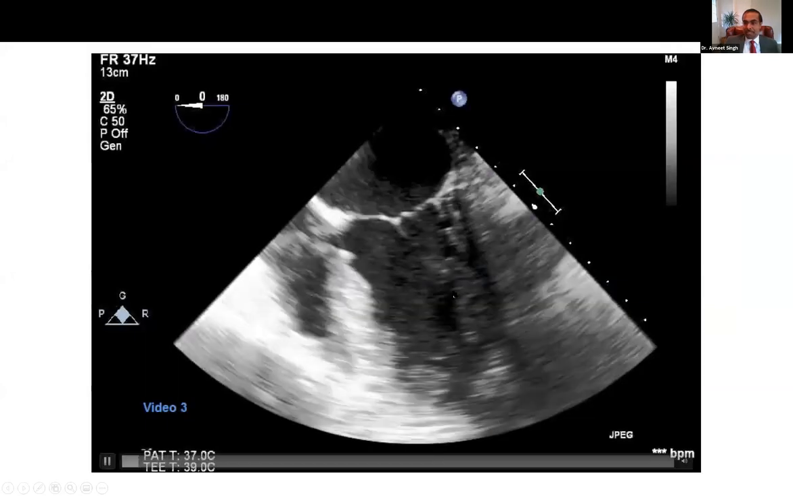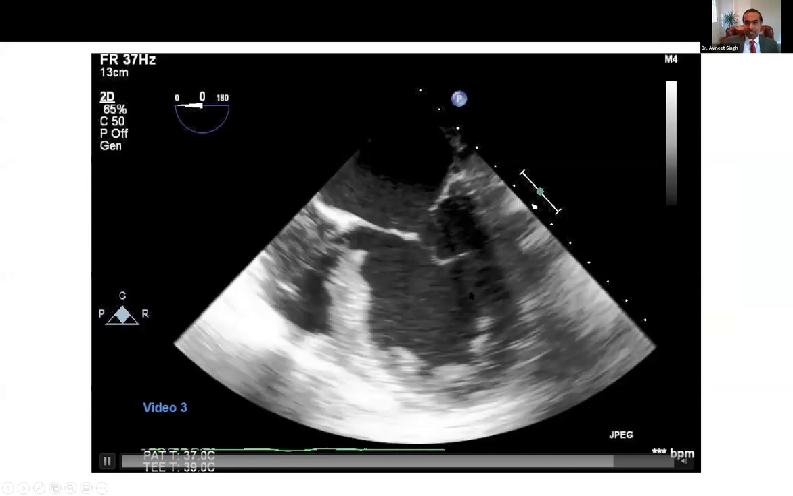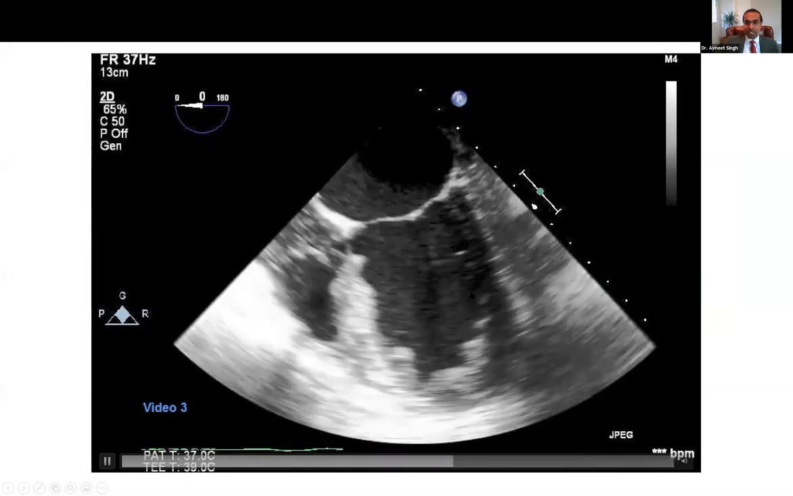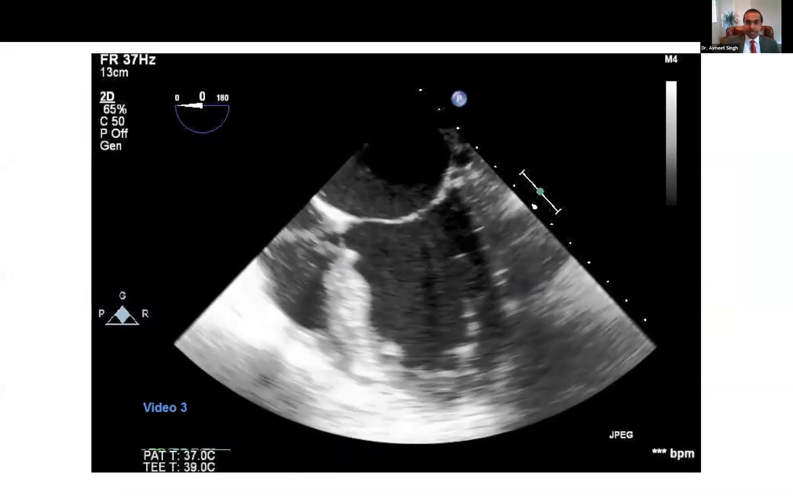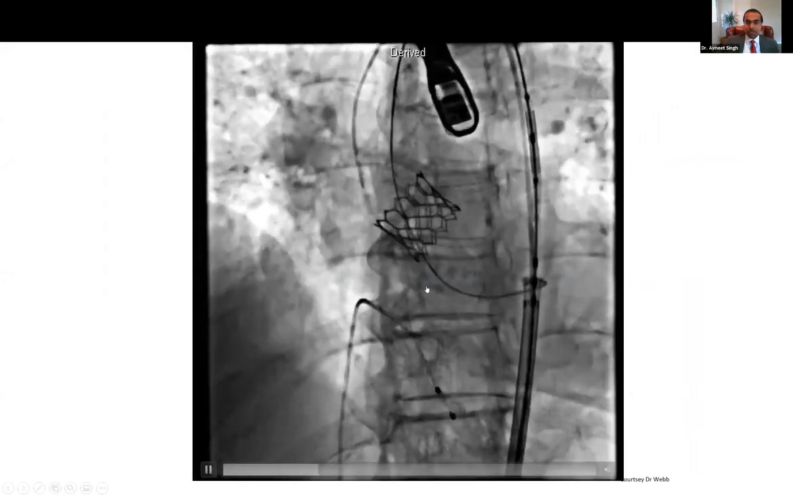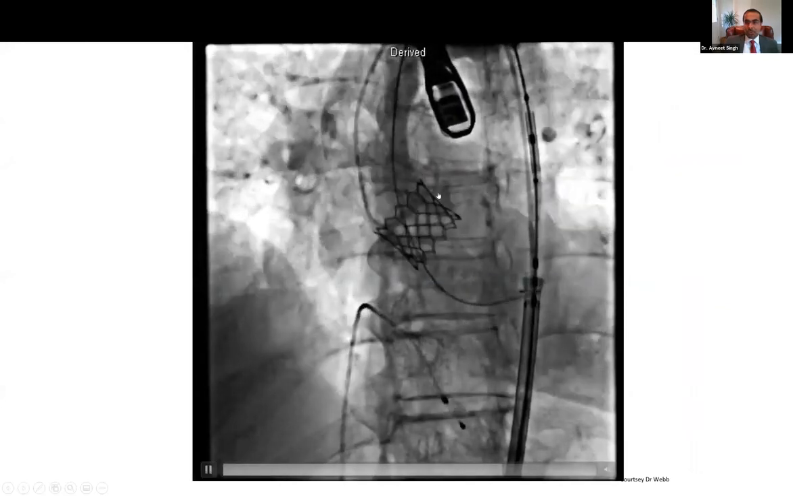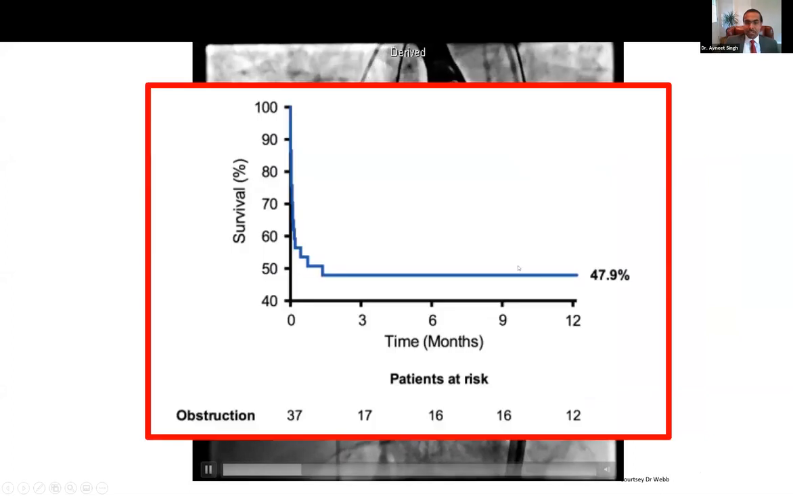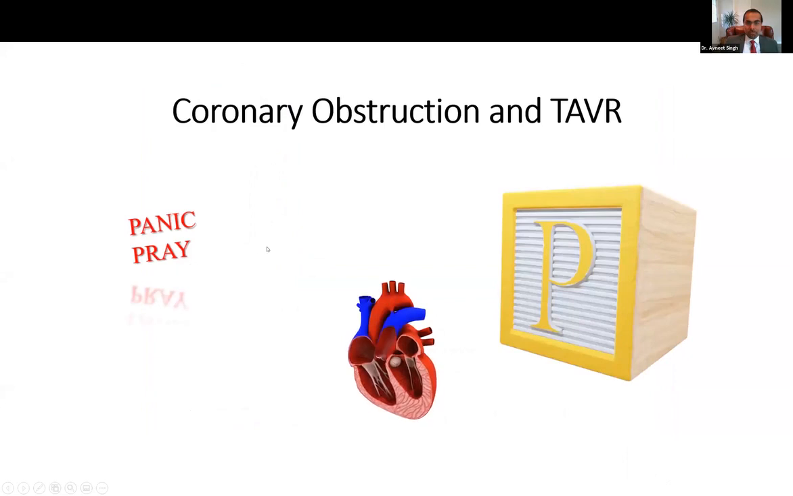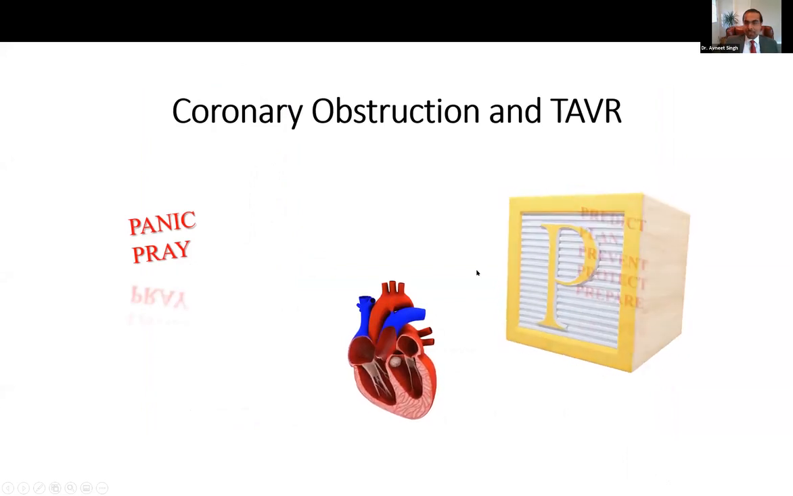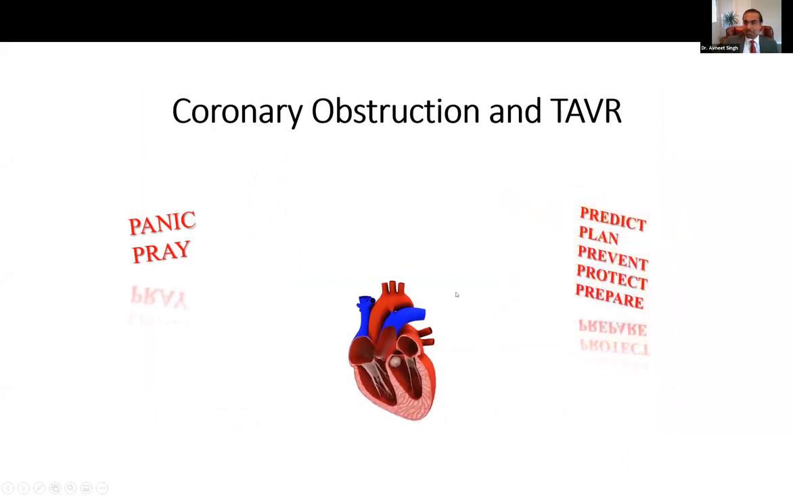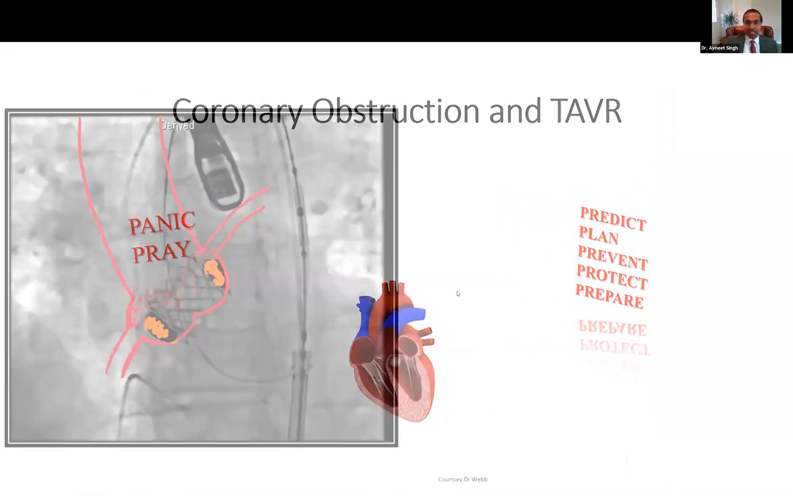We had the advantage of having a TEE in this case, and we quickly realized that there was severe new LV dysfunction that developed. And the aerogram rightfully shows that you no longer see flow in the left main. And this is a bad situation because we know that coronary obstruction has over 50% mortality. So over the next few minutes, we'll talk about how we manage this. Either we panic and pray, or we can predict, plan, prevent, protect, and be prepared for a scenario like this.